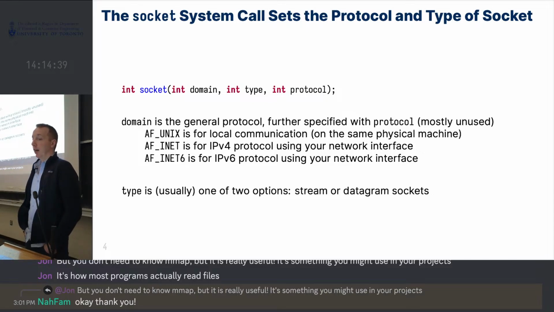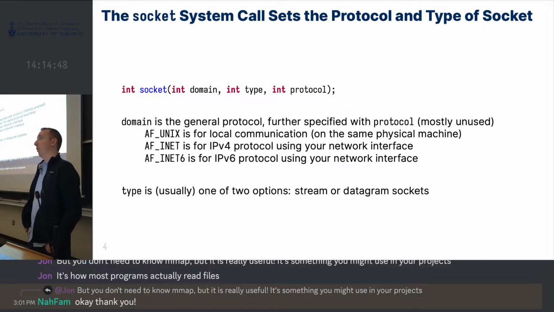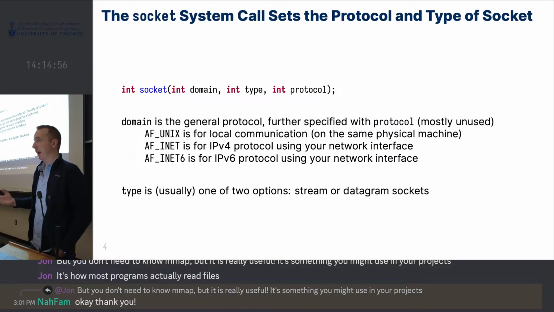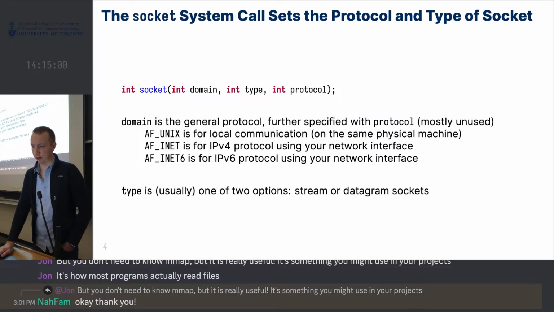The other ones are AF_INET, so that's IPv4, like 8.8.8.8. If you've heard of an address like that before, that's an IPv4 address. And then IPv6, because we ran out of IP addresses, so that's that naming scheme, which has colons and hex characters, and it's lots of fun.